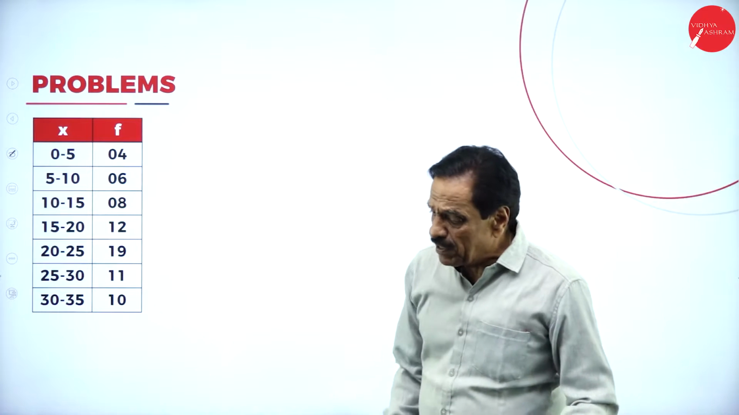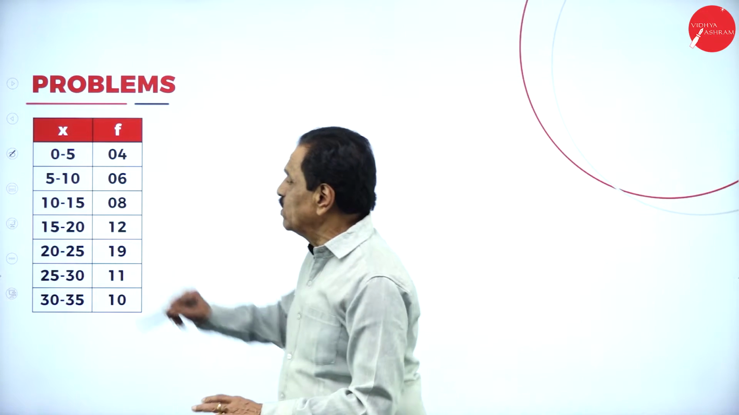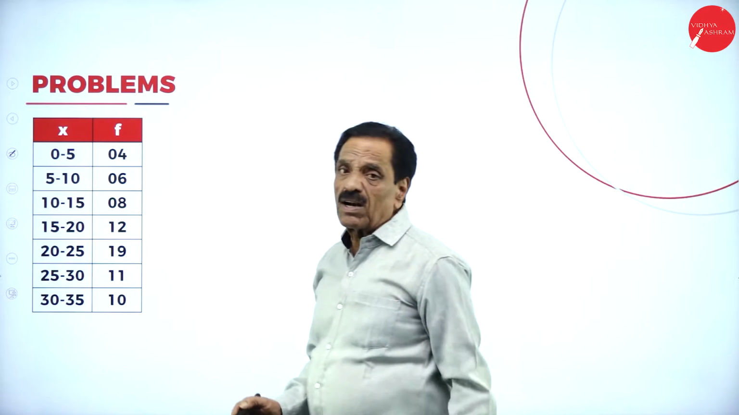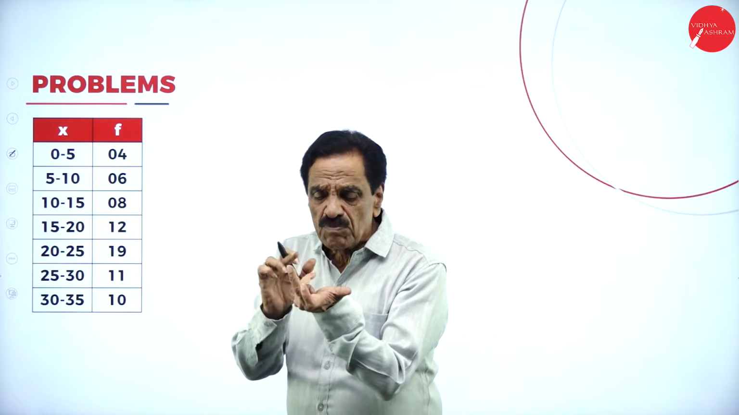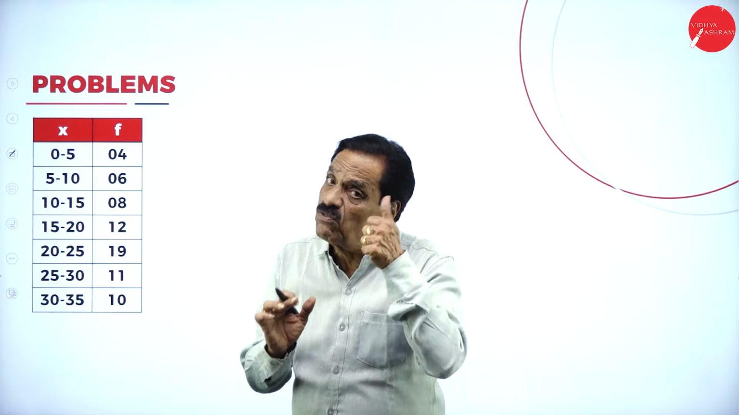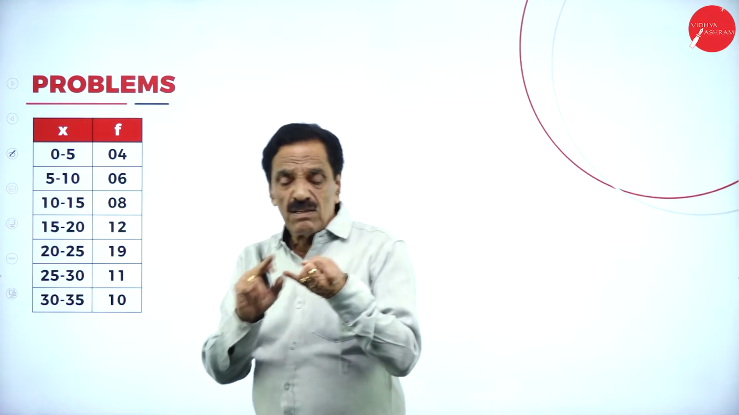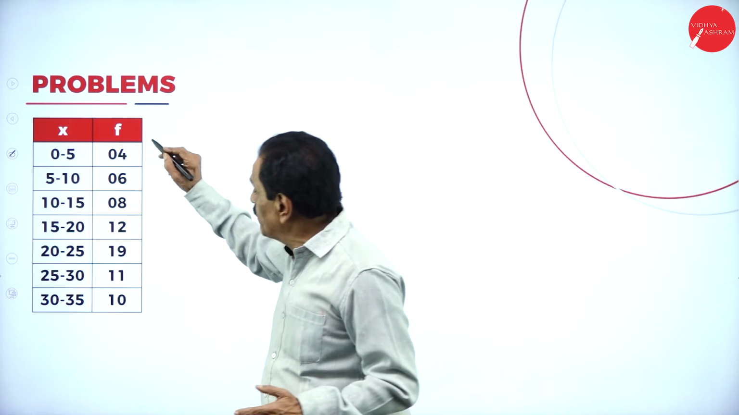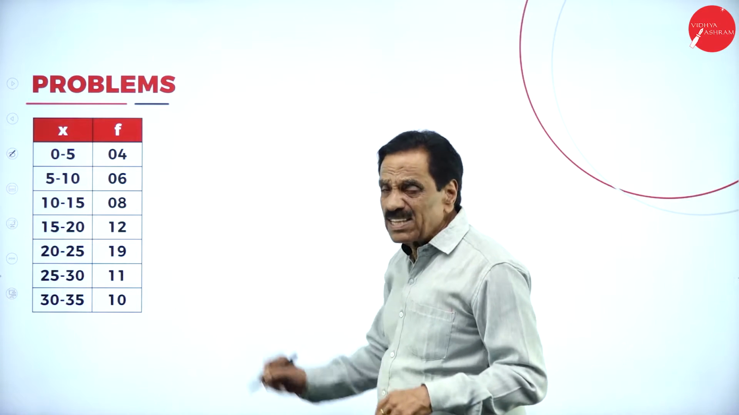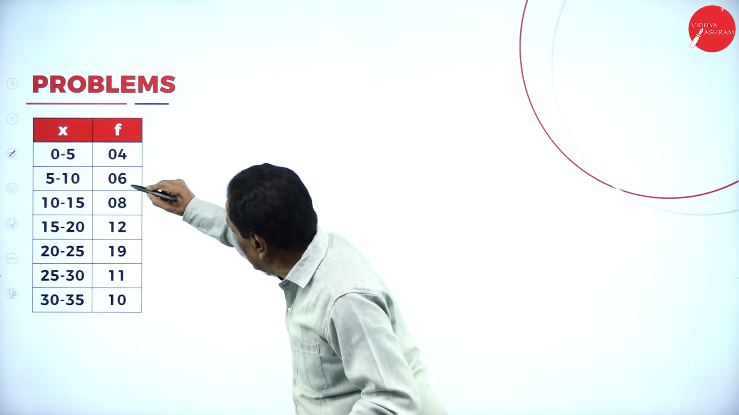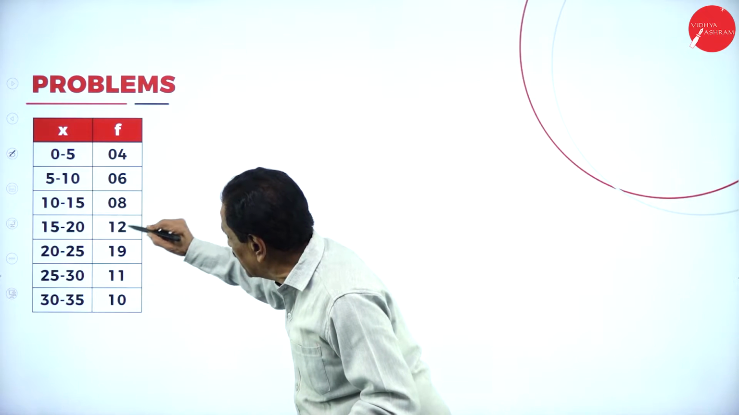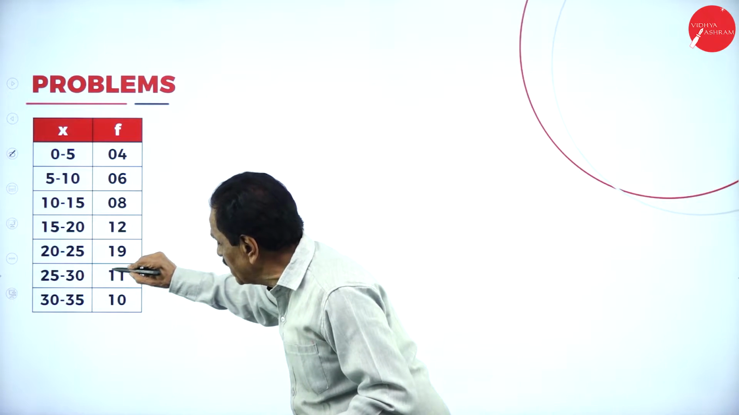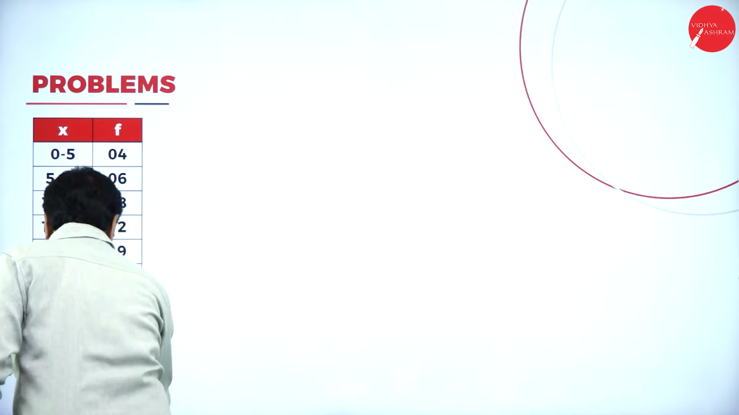The problem has been given as 0 to 5. 0 is called the lower limit, 5 is called the upper limit. The class interval is 5. That is 0, 1, 2, 3, 4 only, and 5 to 10 is 5, 6, 7, 8, 9 only. You have been given the frequency. First, add the frequency: 4 plus 6, 10, 18, 30, 49, 60, 70. This is N equal to 70.